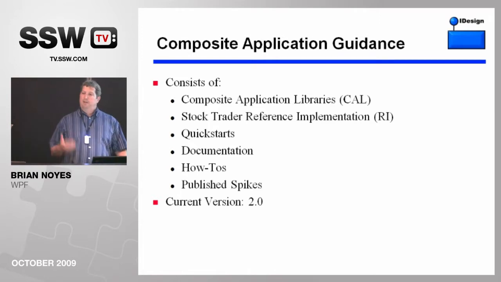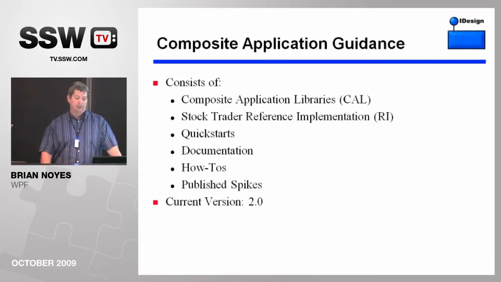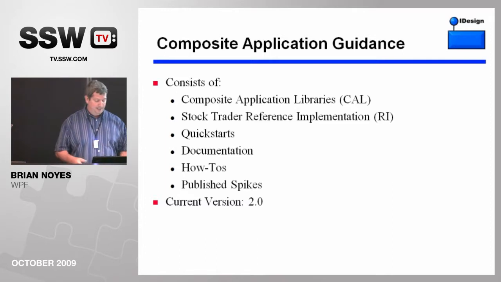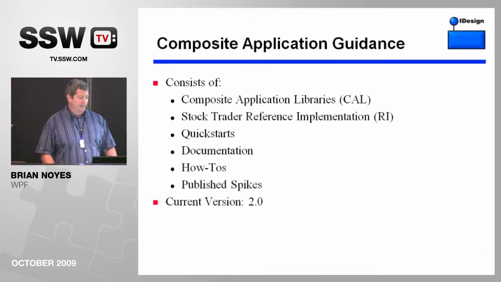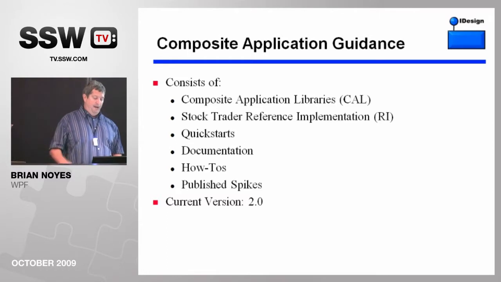And then, of course, there are quick starts that narrow in on each individual feature, showing you how to use those in isolation without a lot of surrounding business context. Obviously, documentation, how-tos, and ignore the publish spikes. One of these days, I'm going to remember to remove that. We used to have some of our prototype experimental code that we were using in development out on CodePlex, and that got yanked down a while ago.